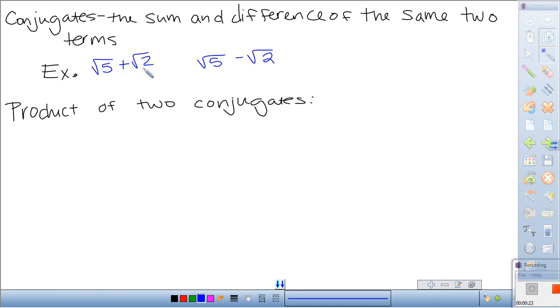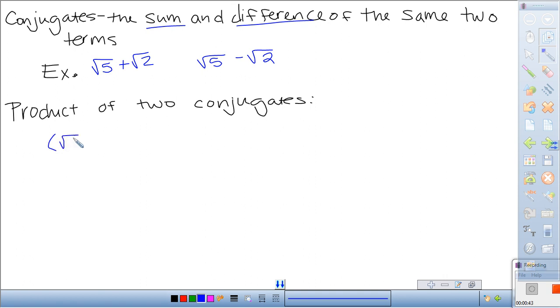These two expressions would be conjugates of each other because they are the sum and the difference of the same two terms. This is the sum of the square root of 5 and the square root of 2 and the difference of the square root of 5 and the square root of 2. And there's something special about conjugates. Let's look at what the product of two conjugates gives us.